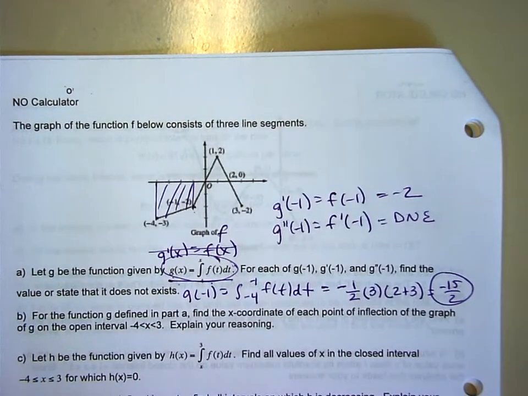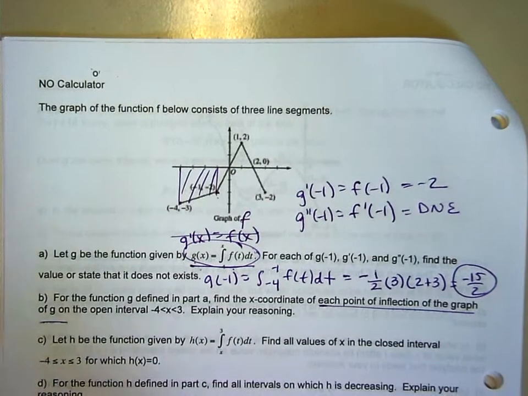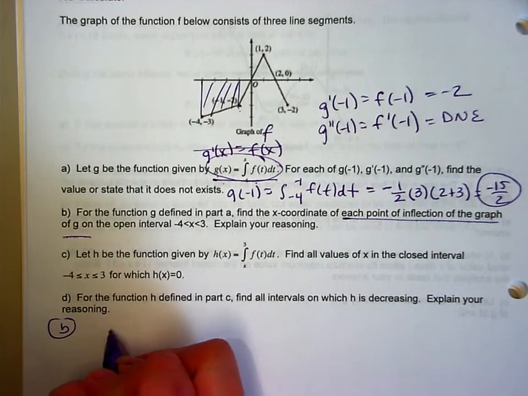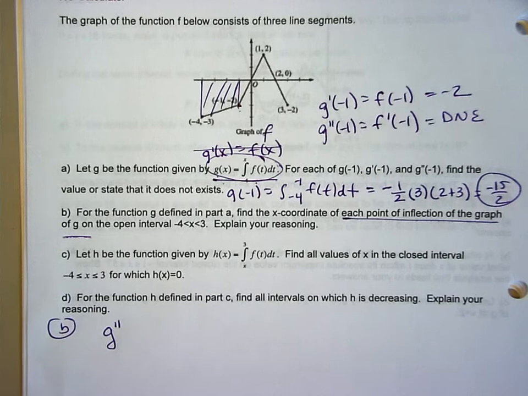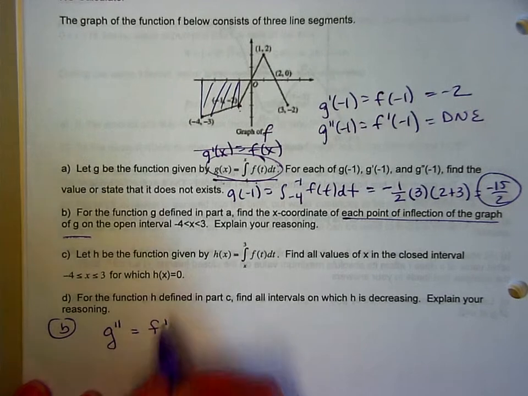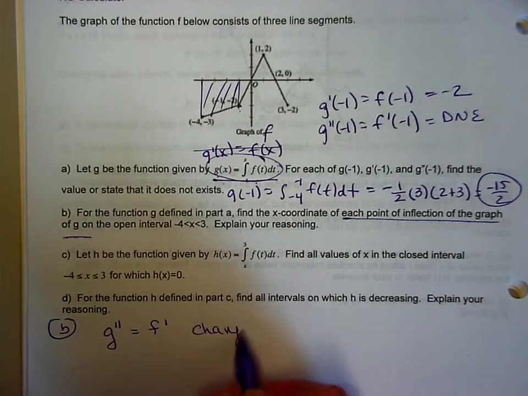Okay. Part B. It says find the point of inflection of g. As soon as you see those words, you should be thinking about g double prime, but you need to connect it back to f. So I'm thinking that g double prime is the same as f prime. So you're looking for where this changes signs.